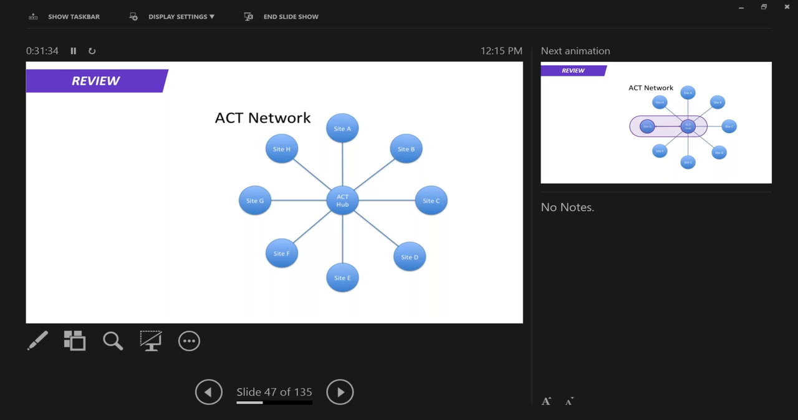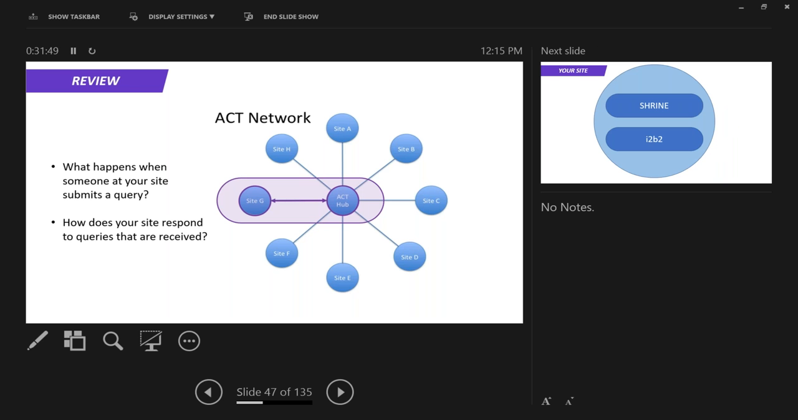So as Mark mentioned, this is of course the hub and spoke network topology, but I'm going to hone in on essentially just one site and the communication to the hub, and try to answer essentially two questions. What happens when someone at your site submits a query? And how does your site respond to incoming queries from other sites, or from your own site?